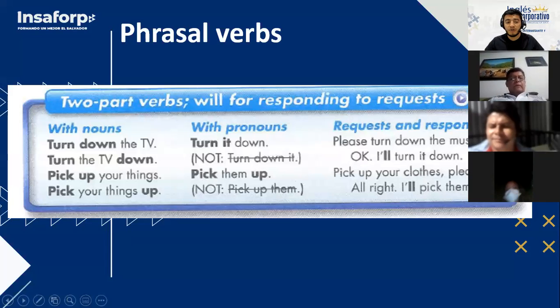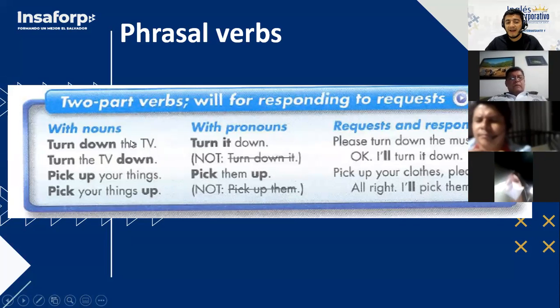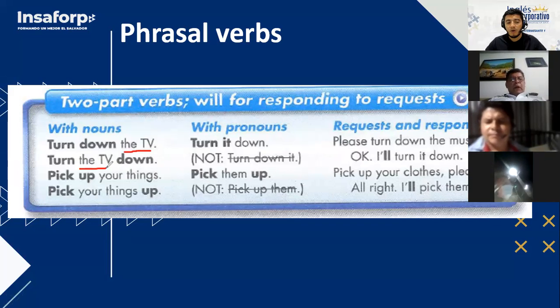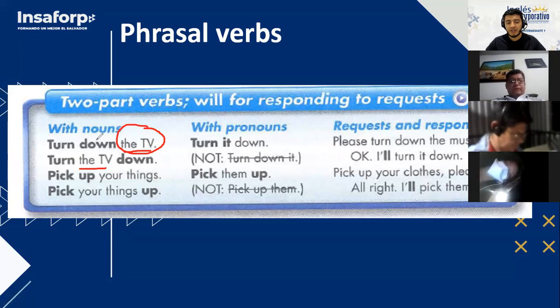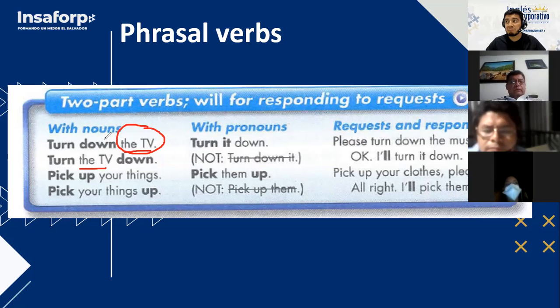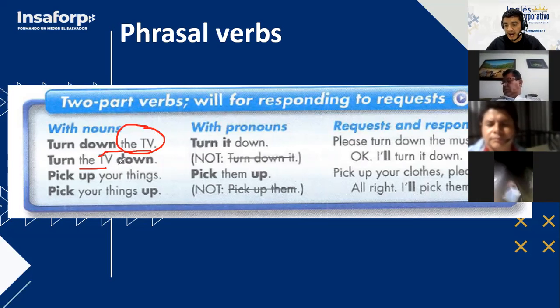Yesterday we were working on two-part verbs. Do you remember that? We were saying turn down the TV, and also turn the TV down. That is because we can use the TV at the end or in the middle, since the TV is a noun. For example, I can say turn down the radio, turn down the PlayStation, turn down the music. And also I can take it to the middle and say turn the radio down, turn the stereo down, turn the TV down, turn the PlayStation down.